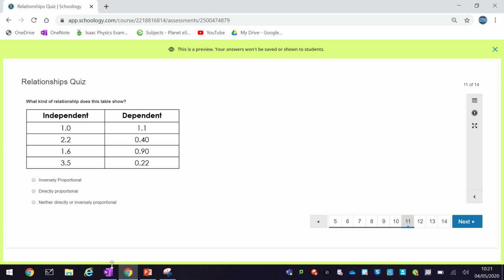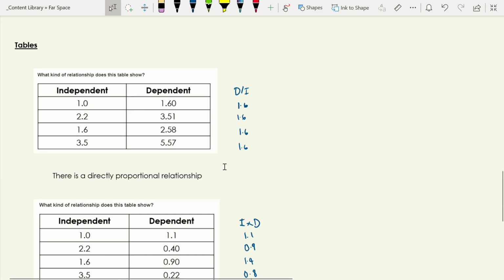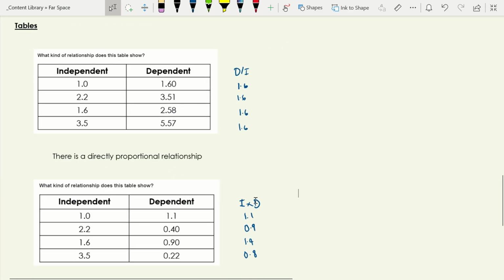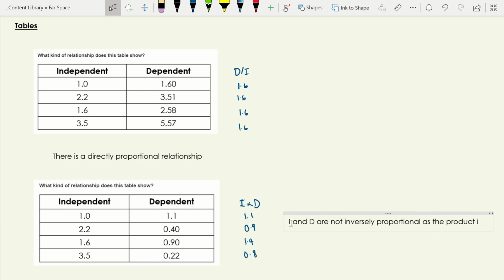Okay, so let's go to my actual data here. I've done I times by D for all of the values. And looking at this, our I times D value is changing quite a lot. So I would say I and D are not inversely proportional, as the product is not constant. And I and D are not directly proportional. Let's get that right.